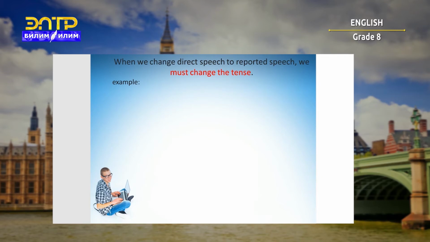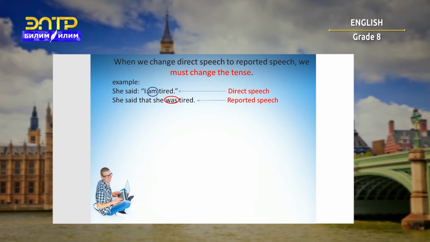We change direct speech to reported speech and change the tenses. For example, she said, "I am tired" is direct speech. When we report what she said, we say, "She said that she was tired." And this is an example of reported speech. And we can see am changes to was. Am is in present simple tense and it changes to past simple tense. And you can see I changes to she because it is the word that she said.